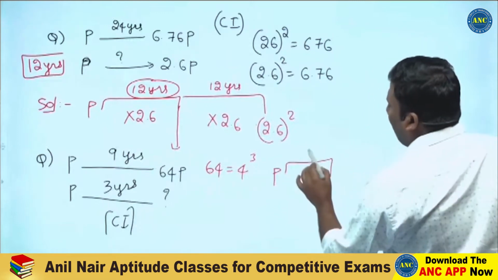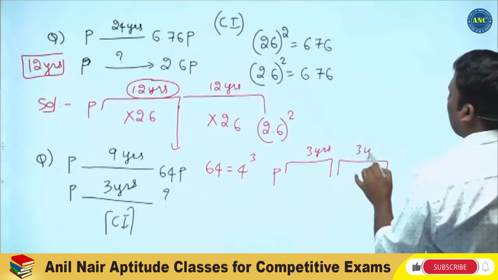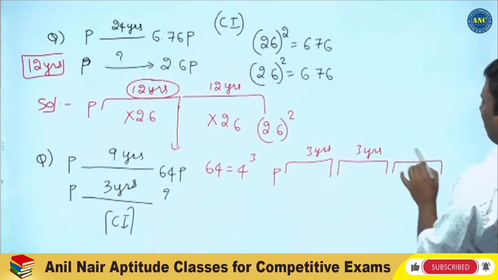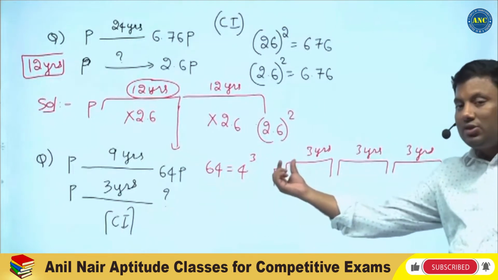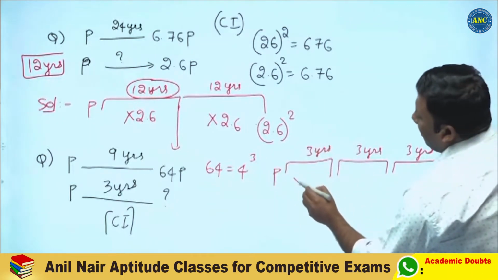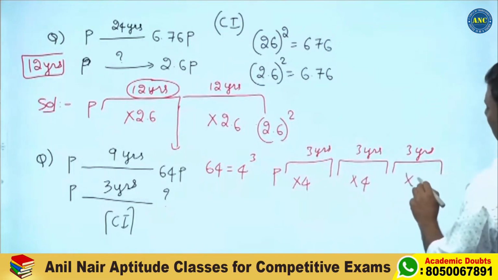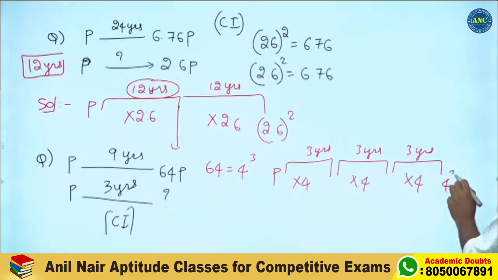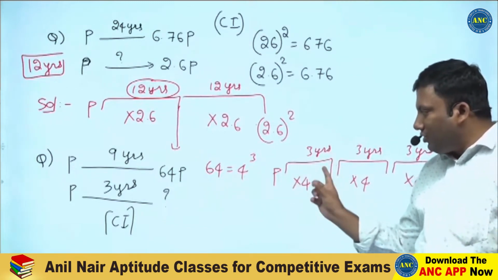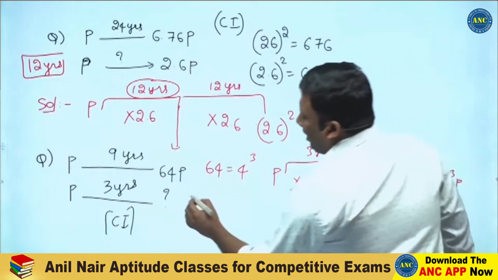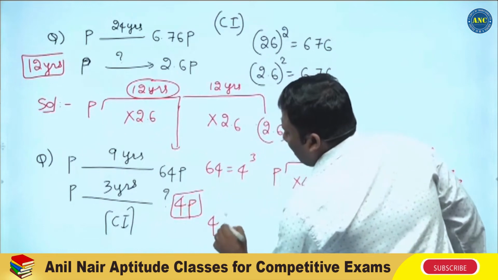Certain sum. After 3 years, how much is it? It is 4 cube. So every time the multiplication factor is 4 into 4 into 4. That is the reason I got 4 cube P here. So a certain sum after 3 years, how many times will it become? It will become 4 times. The answer is 4 times.